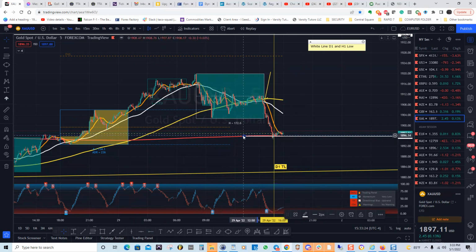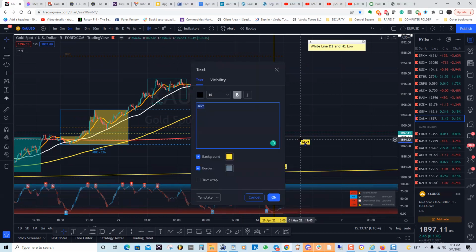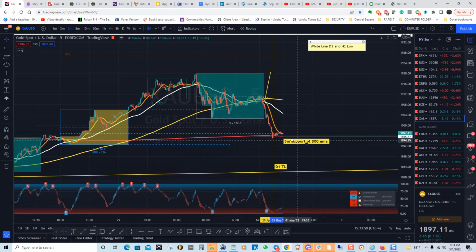So if it comes down here, it's hitting support right now. This is support at the 800. It created a little bitty support line here. See that? So on the 5-minute, that's 5-minute support of the 800 EMA. Give me 1 second. Okay, does that make sense? Yeah, that makes sense. Any questions?